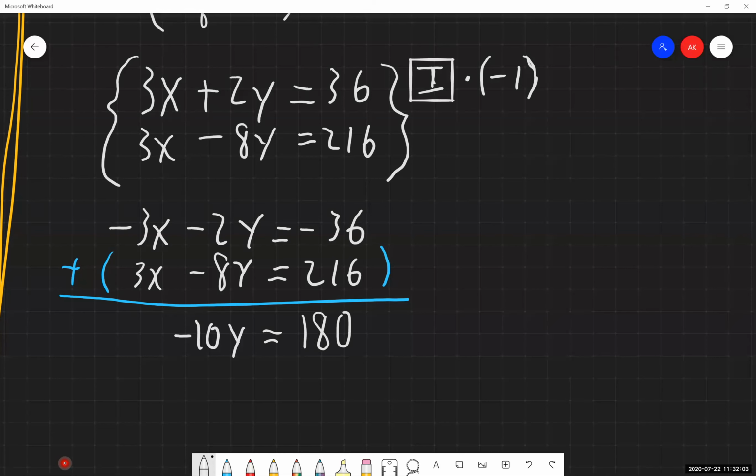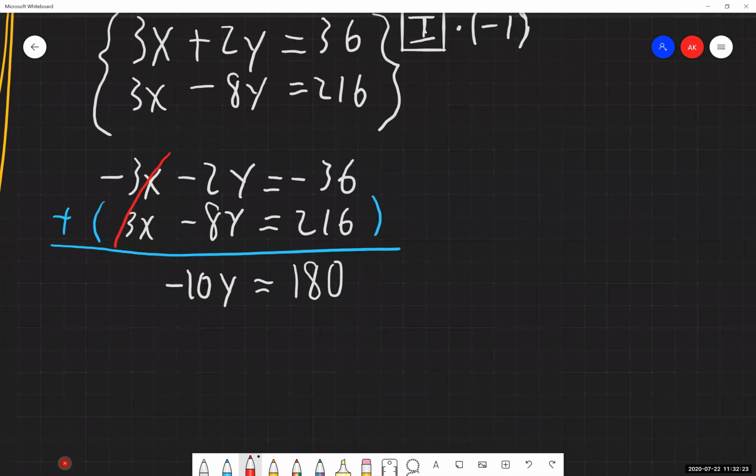Again, just adding vertically with each of these things. Again, those parts cancel. If you want to cross those out for yourself, you're welcome to do that. In the line below where we would have a spot, you could write in 0x if you wanted to, but it's not necessary because we're not going to actually do anything with it. And now from here, I want to get y by itself, so I'm dividing both sides by -10. And we get y is equal to -18.